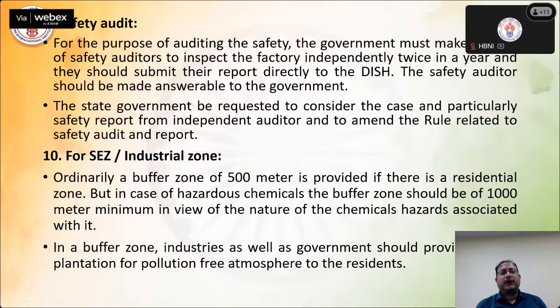Safety audit. For the purpose of auditing the safety, the government must make a panel of safety auditors to inspect the factory independently at least twice in a year, and they should submit the report directly to the Department of Industry, Safety and Health. The safety order should be made answerable to the government for what they have done and what criteria for safety they have taken care of, because right now we are talking about these parameters which can be avoided.